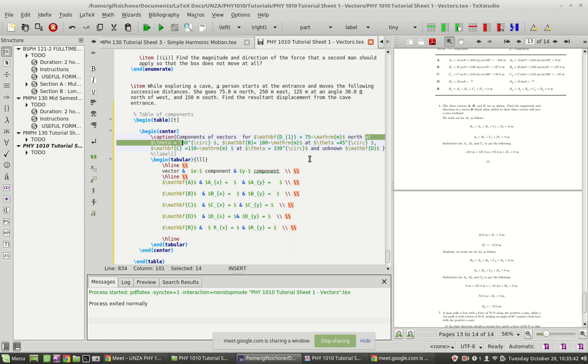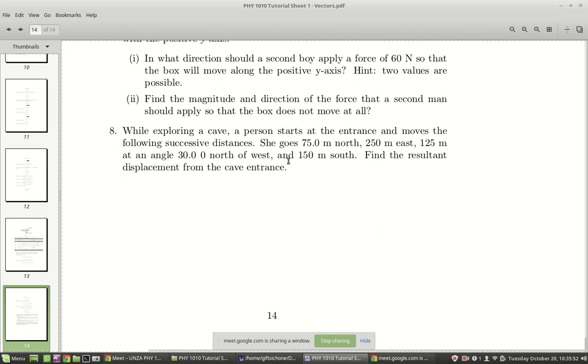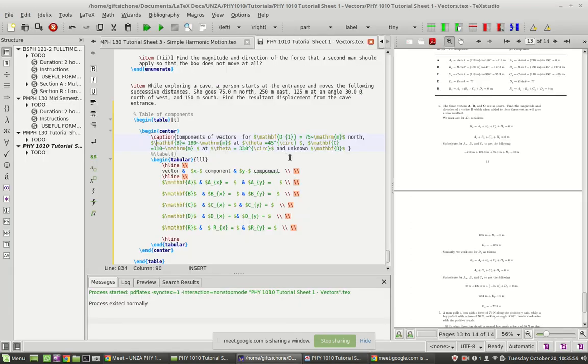We'll work out the angles later. Let's just get the information we need. 75 meters north. Then 250 meters east. That would be our D2, distance number 2. D2 is 250 meters east. Again, we'll work out the angles later.